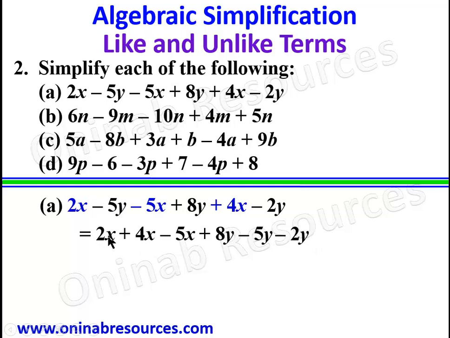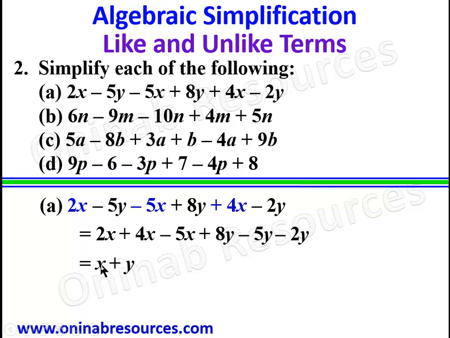So we now simplify the terms with x. 2x plus 4x gives 6x. 6x minus 5x gives x. So we have it as x. 8y minus 5y gives 3y. 3y minus 2y gives plus y. So we have our answer as x plus y.